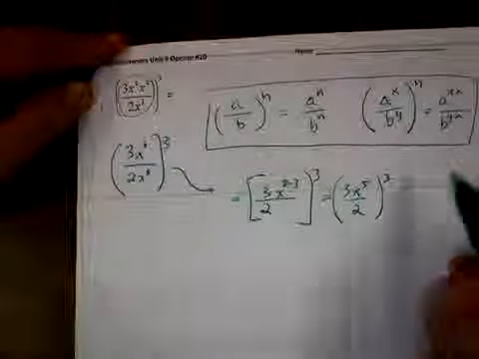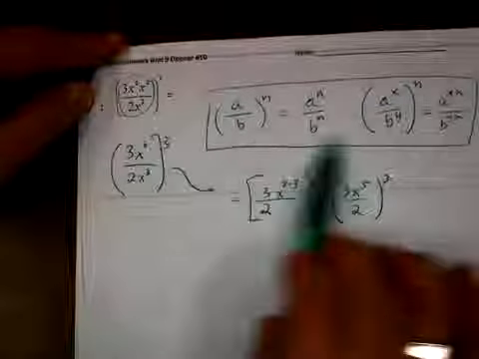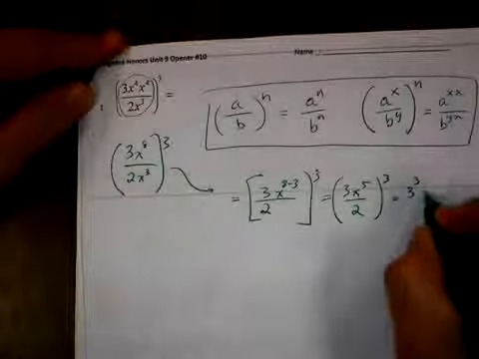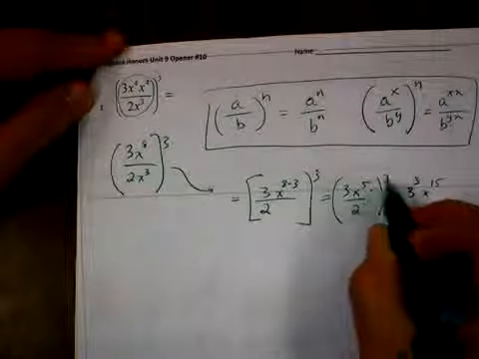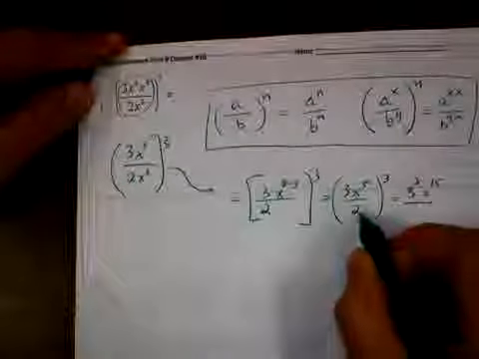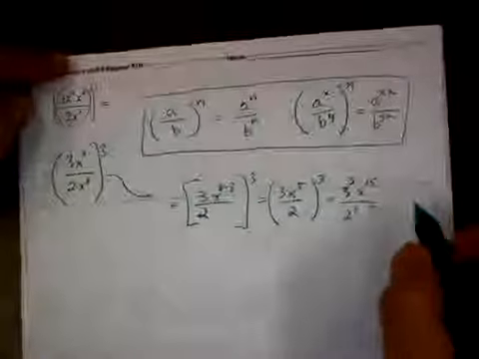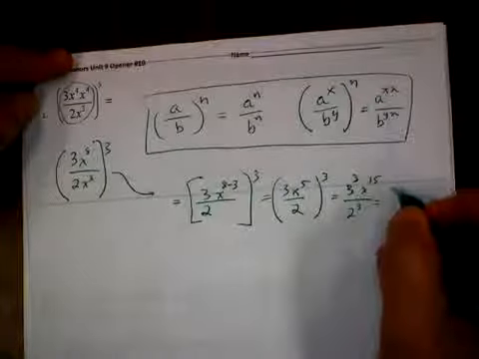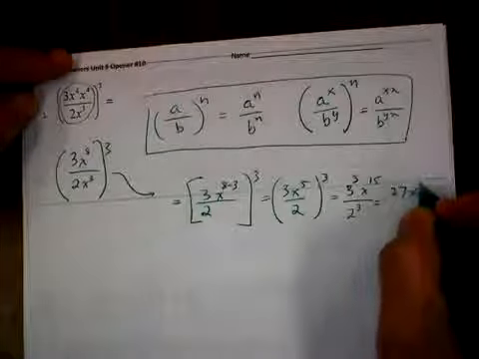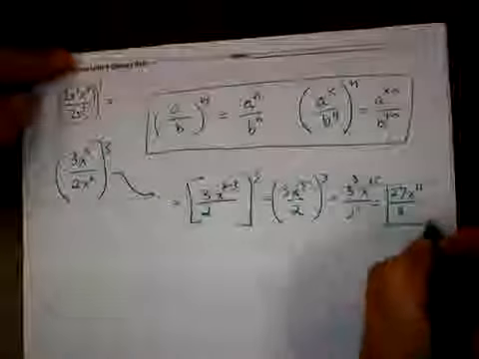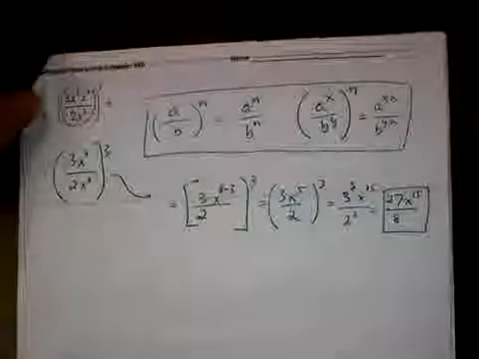So now let's apply what we learned up here in this principle. So it should be 3 to the third, x to the 15th from the 5 times 3, all divided by 2 to the third. So if we continue to simplify one more time here, we would have 3 to the third, which is 27, x to the 15th, all divided by 2 to the third, which is 8. And that is your final answer for that problem.